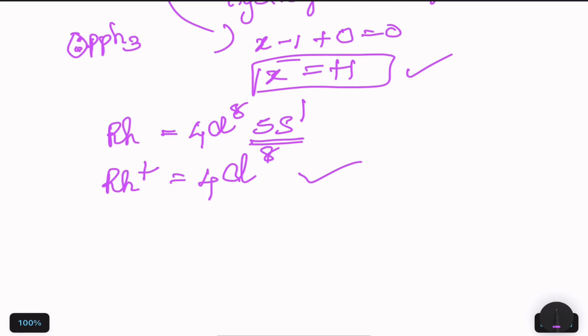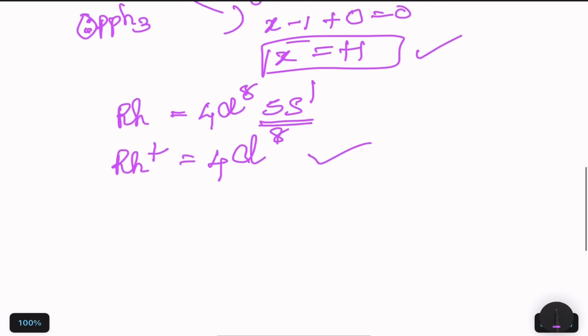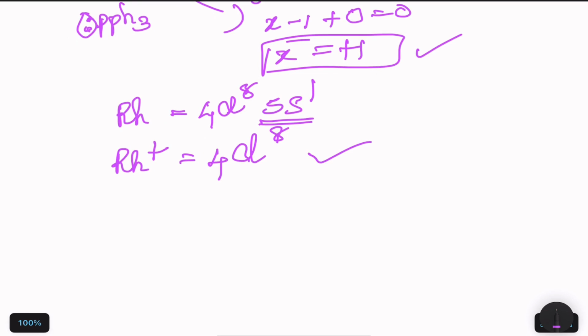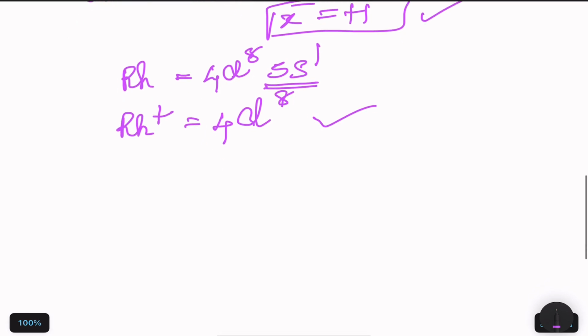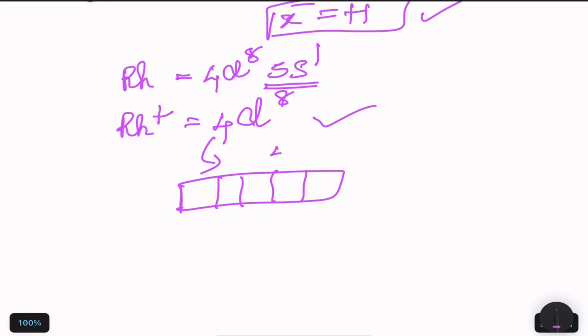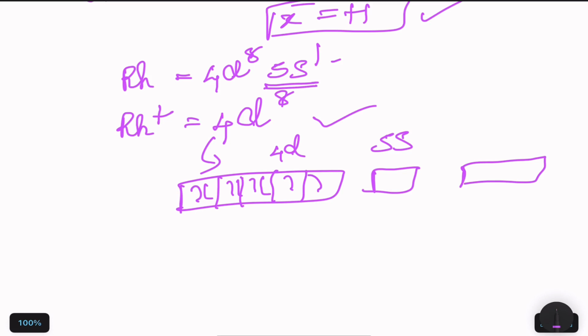Then let's move on to the structure of this particular catalyst. So before finding the structure, first we have to know the hybridization. Then only we can find the structure, right? So first to find the hybridization, we are just going to write this. Okay, 4d8. So this is the 4d shell. There are 5 orbitals, and 8 electrons. Okay, then 5s is empty because this electron is lost, and then 5p is present.